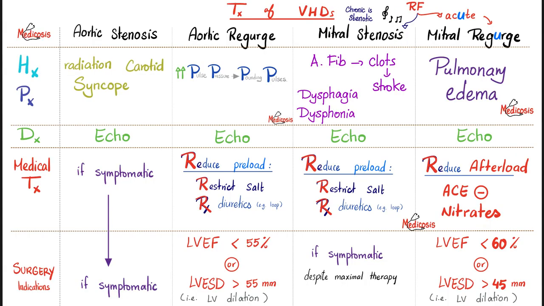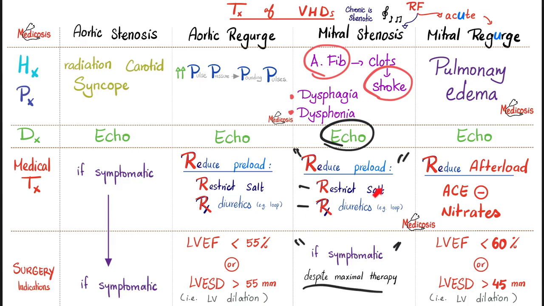Let's review. Mitral stenosis, suspect AFib, which increases my risk of clots, dysphagia and dysphonia. Diagnosis is done via echo. Medical treatment is to reduce the preload, restrict salt, and give diuretics. If the patient is symptomatic despite maximal medical treatment, then we turn our attention to surgery.